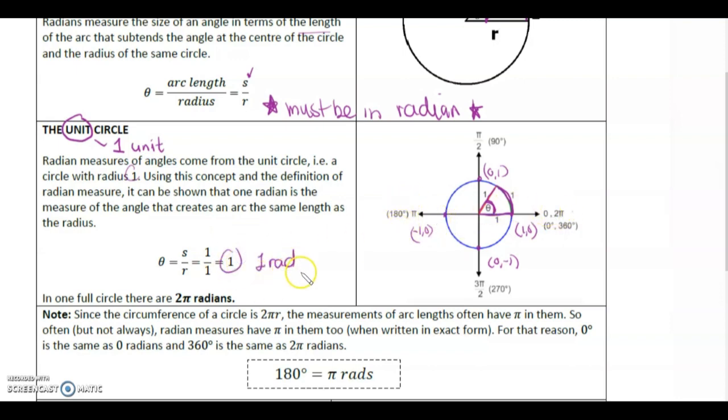I want to point this out: 2 pi. Pi is the number 3.14. That means pi by 2 would be 3.14 divided by 2, which is 1.57. So it would be clear that this angle is about 1.57 radians. 2 pi would be 2 times 3.14, which is 6.28. And 3 pi by 2 would be 4.71.